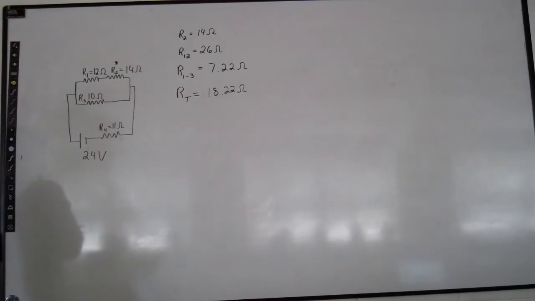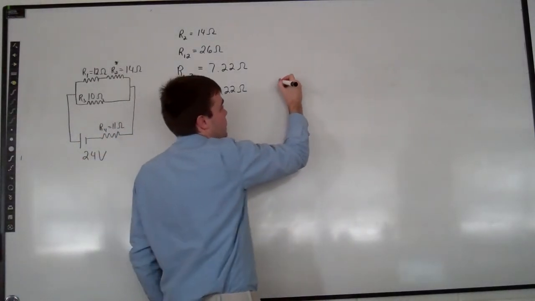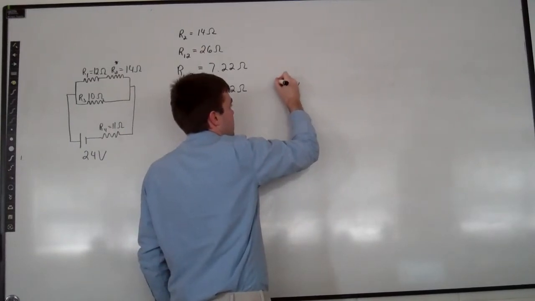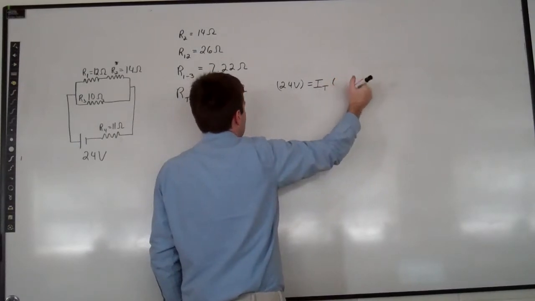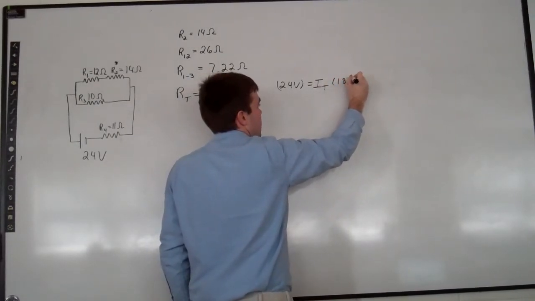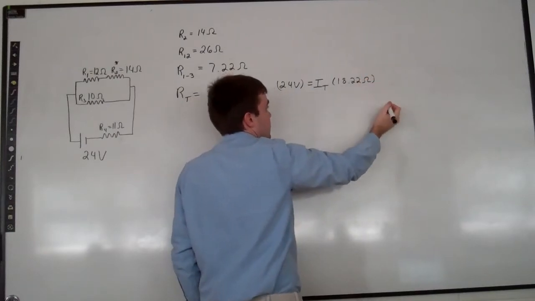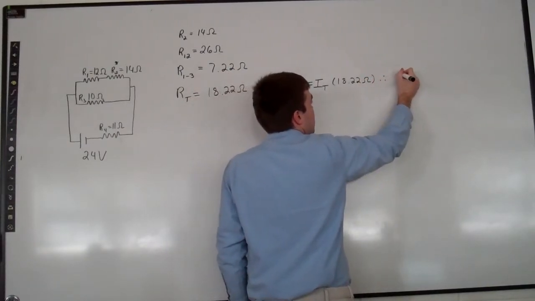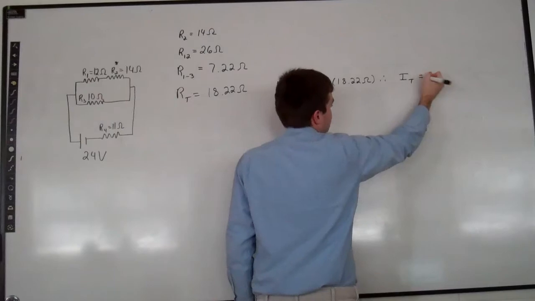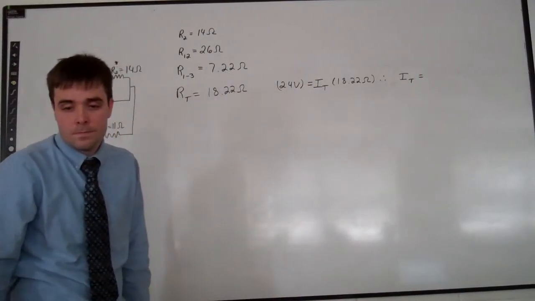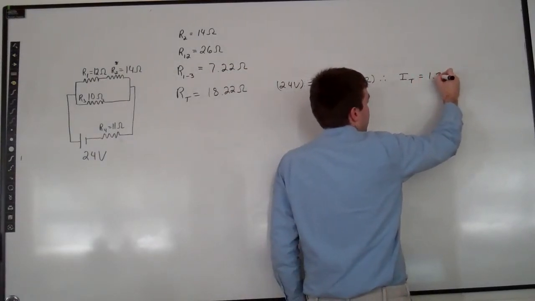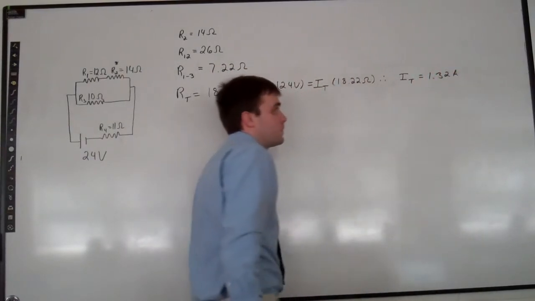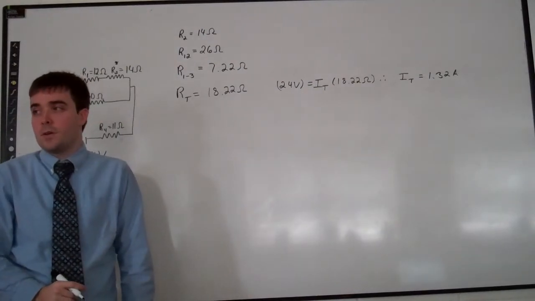How do we find the current in the whole circuit? V equals IR. So what's our voltage? 24 volts. We're looking for IT. And what's our resistance? 18.22 ohms. So what does IT equal? 1.32 amps. Everybody okay with that one?